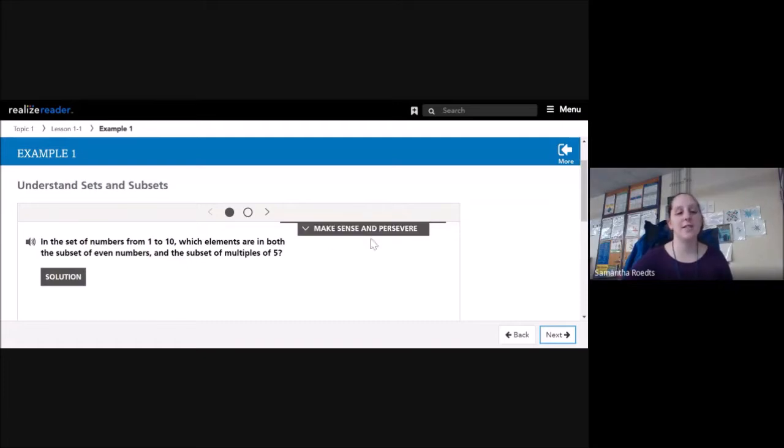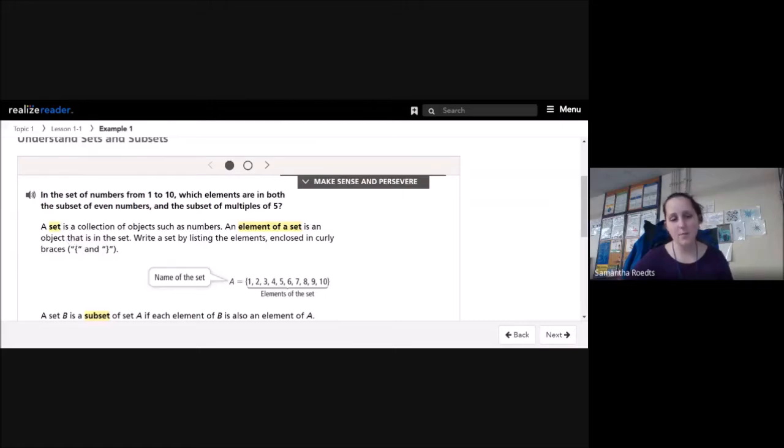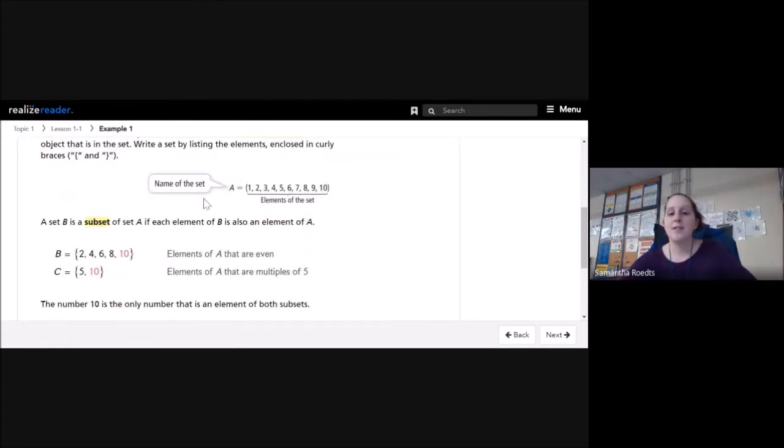All right, example 1, understand sets and subsets. In the set of numbers from 1 to 10, which elements are in both the subset of even numbers and the subset of multiples of 5? First, a set is a collection of objects such as numbers. An element of a set is an object that's in that set. I write a set by listing the elements enclosed in curly braces. The name of the set is A in this case. So it's 1, 2, 3, 4, 5, 6, 7, 8, 9, 10. Those are all the individual elements in the set.